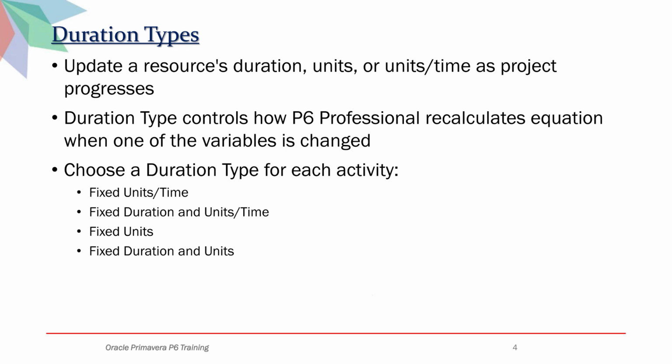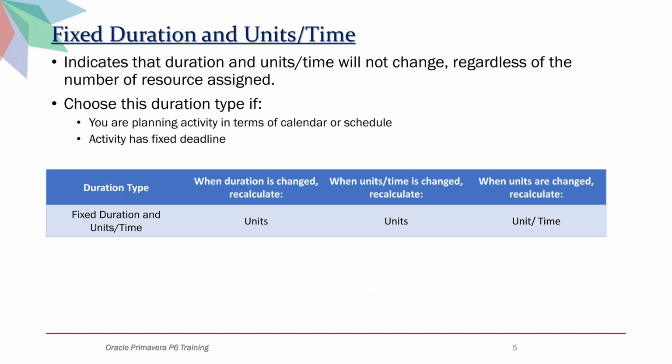Each duration type controls how Primavera recalculates duration, resource units, and units per time whenever changes are made to the activity or resource assignments. These values are updated as the project progresses. Let's learn each one in detail. Fixed duration and units per time. It indicates that duration and units per time will not change, regardless of the number of resources assigned.